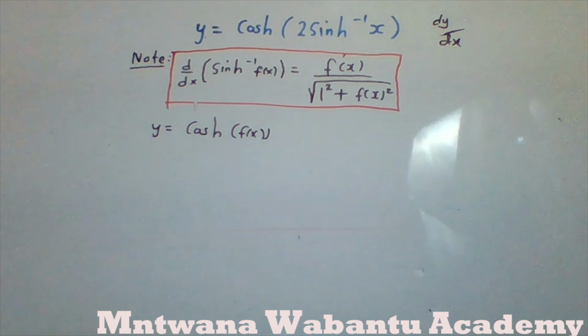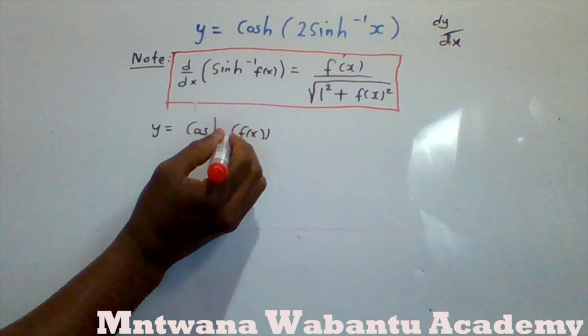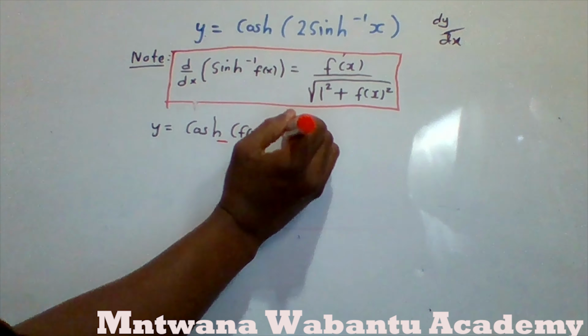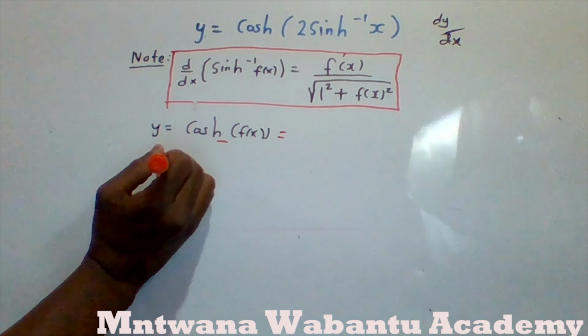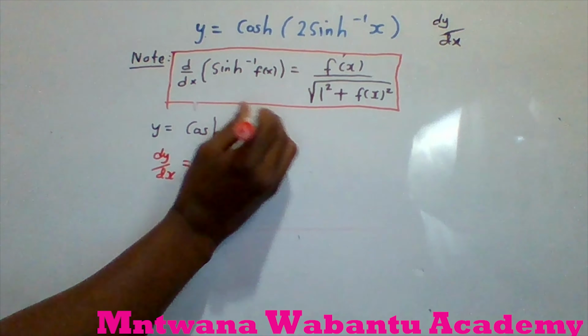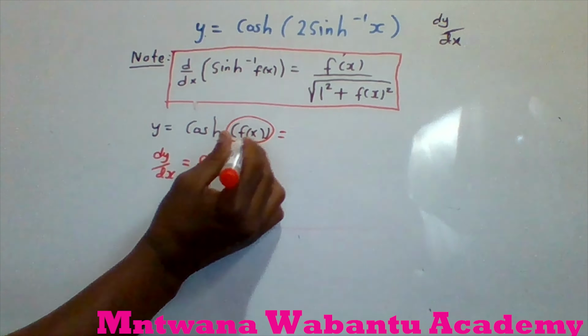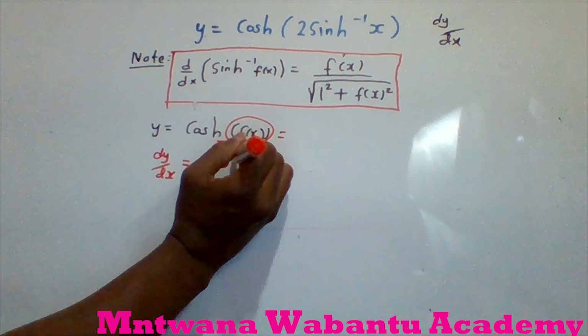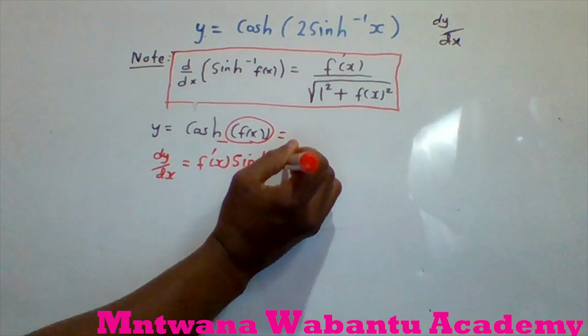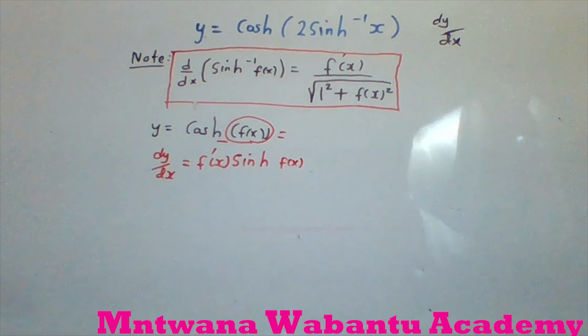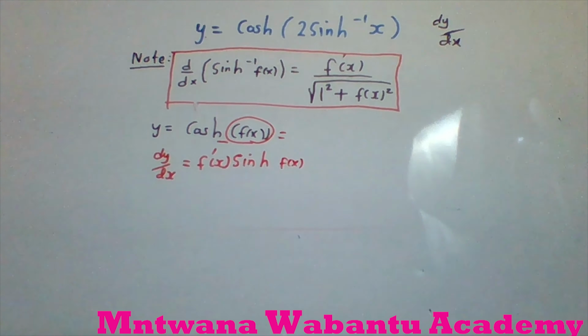So if we want to get the derivative of cosh of f of x, it's easy. If somebody says differentiate this, dy dx, it's the same as taking this function and differentiating. When you differentiate, you get f prime, and then when you differentiate cosh, you get sinh of exactly what we have. So this is dy dx. And if you differentiate sinh, you get cosh.